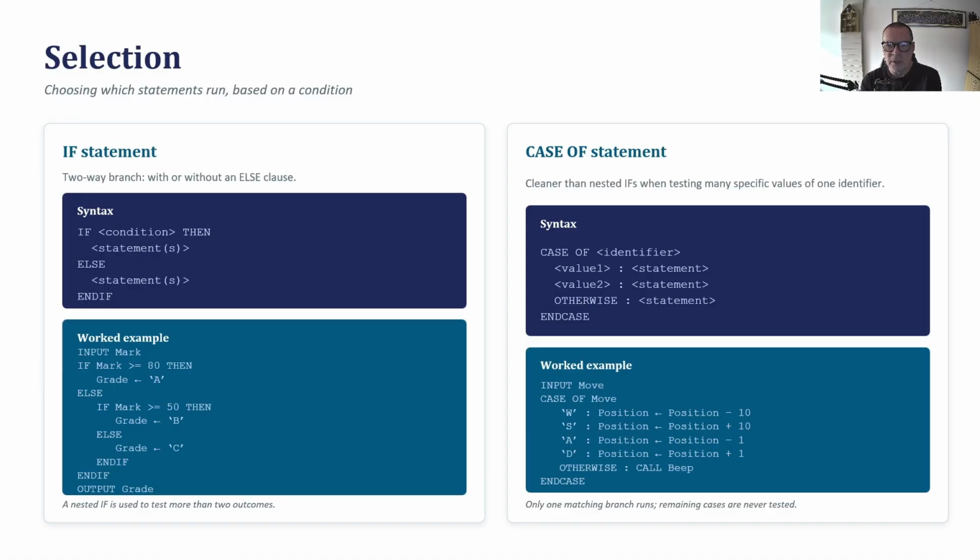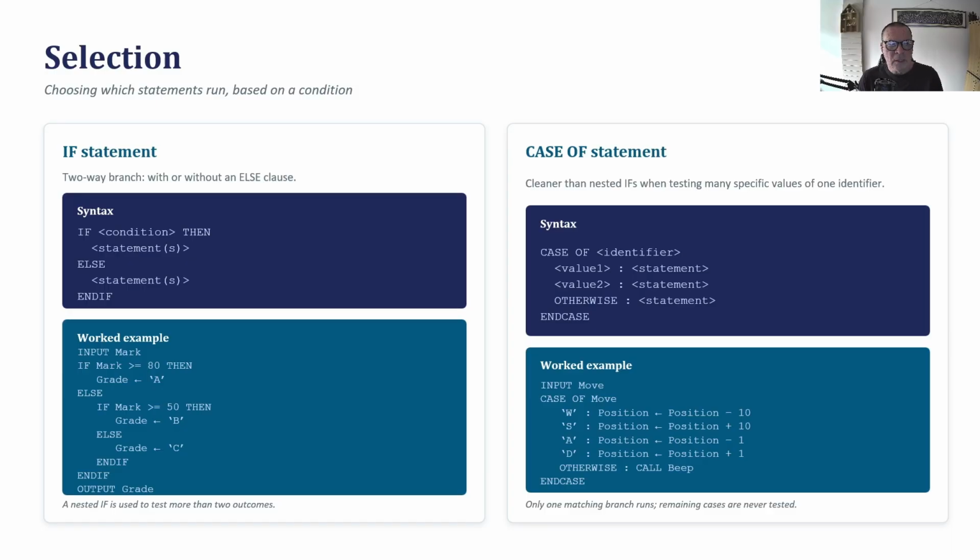You can also have an otherwise at the end, and that means if it's none of the above, then it just does that code instead. It's an optional piece of code. You don't need the otherwise, but if you want to do something when none of the other cases are true, then you use that.